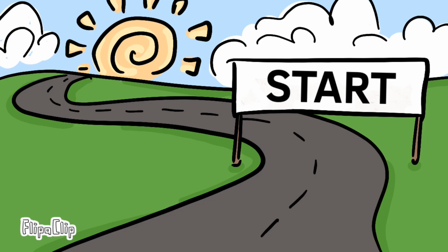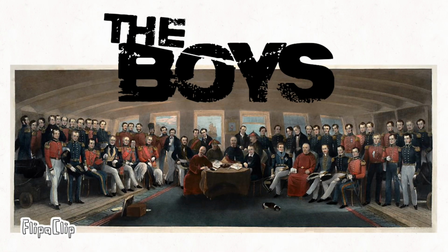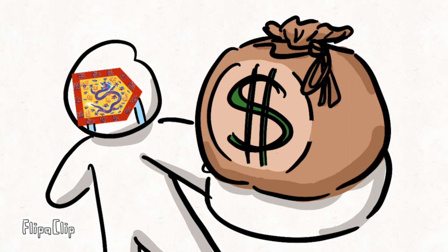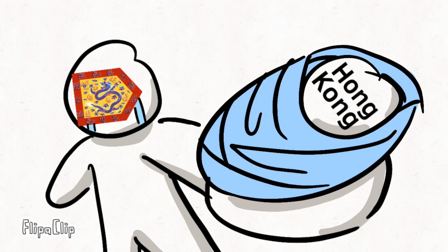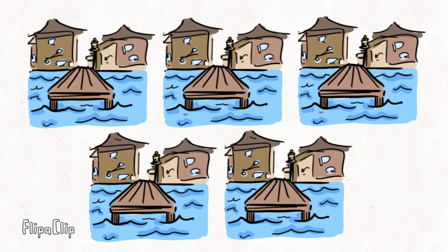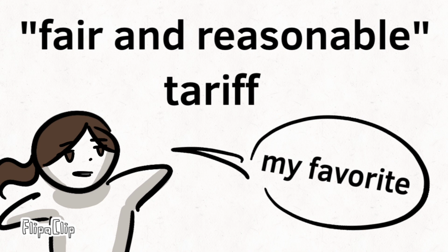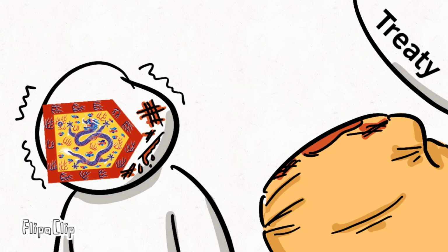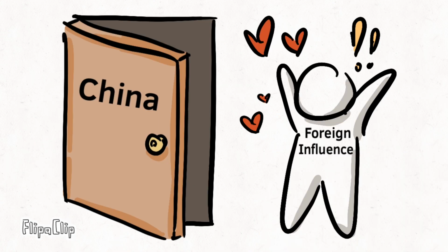Britain. The formal start of the unequal treaties is marked by the Treaty of Nanjing in 1842, which ended the First Opium War. China had to pay an indemnity, cede Hong Kong, allow British merchants into 5 ports instead of just 1, and set a fair and reasonable tariff. This treaty severely weakened the Qing dynasty and opened the door for foreign influence.